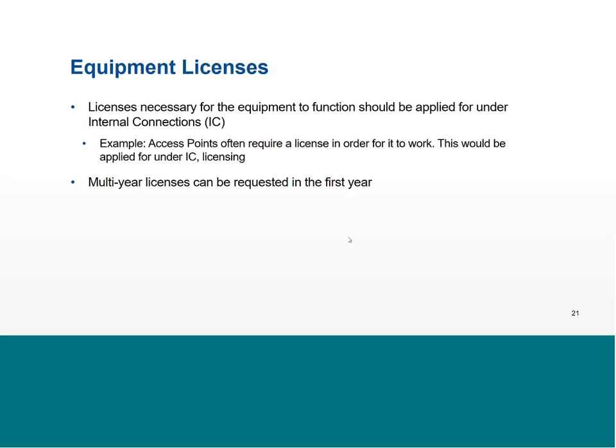So the next thing is equipment licenses. A lot of times your equipment will have licenses that are required in order for that piece of equipment to actually function properly. This comes into play a lot with access points. Usually an access point requires a license in order for it to work. Licenses should be applied for under internal connections. Once you click internal connections, there will be another option for you to say what kind of equipment this is, and there's an option for licenses. Multi-year licenses, so sometimes you can buy a 3 or 5 year license, and all of that can be purchased in year 1. So that's good news.